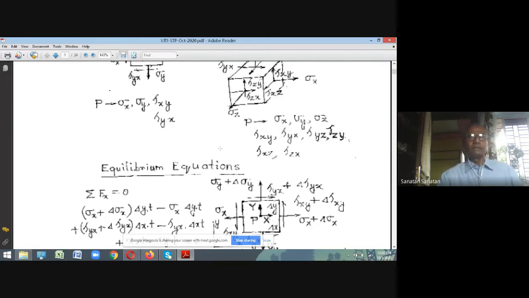See that in 2 dimensions, we had 3 components of stresses, sigma x, sigma y, tau xy, and on the right hand side, in 3 dimensions, we have sigma x, sigma y, sigma z, and tau xy, tau yz, tau zx. So 6 components of stresses. The problem is much more involved in 3 dimensions. Now the question is, how do we determine these stresses?